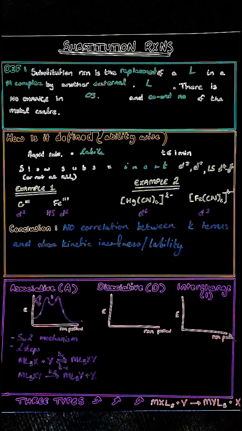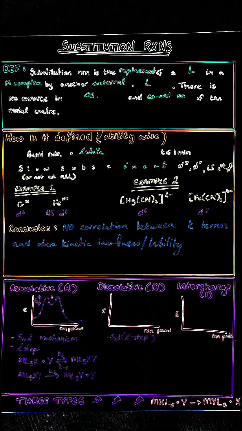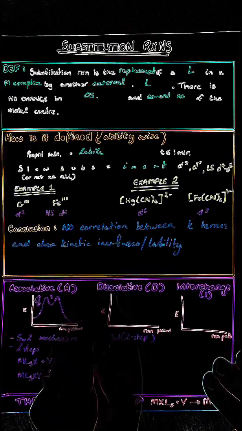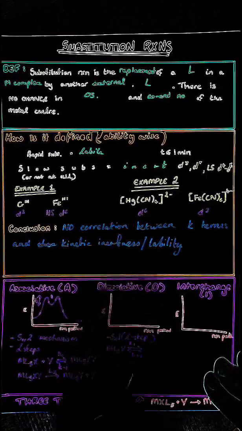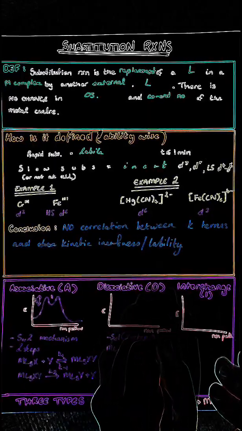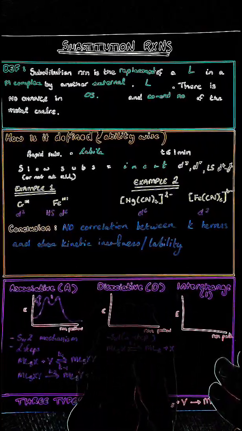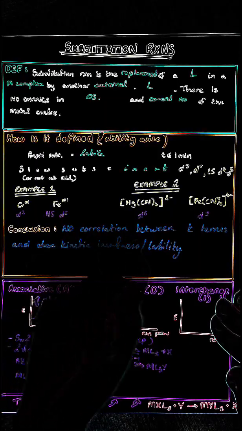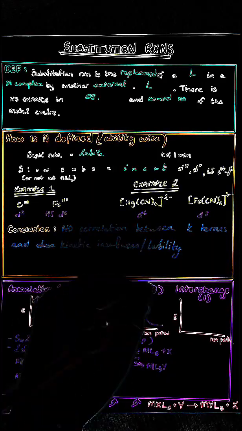The next is dissociative, which is similar to an SN1 two-step mechanism. This is where the old ligand X dissociates before the new ligand binds to the empty coordination site. This can be drawn as ML5X goes to ML5 plus X with k1 and k minus 1, and then ML5 plus Y goes to ML5Y with k2. The energy profile is exactly the same as associative, the only difference being that the intermediate has a lower coordination number than the start material.